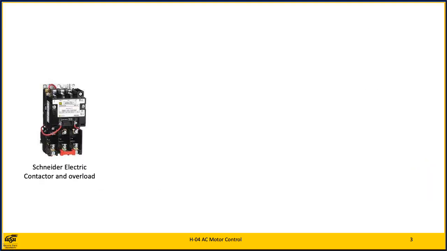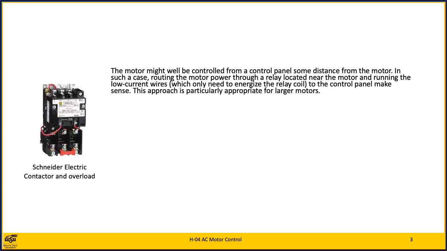The start-stop circuit for motors used in industrial processes is typically a little more complicated than an on-off toggle switch. The motor might well be controlled from a control panel some distance from the motor. In such a case, routing the motor power through a relay located near the motor and running the low current wires, which only need to energize the relay coil, to the control panel makes sense. This approach is particularly appropriate for large motors.